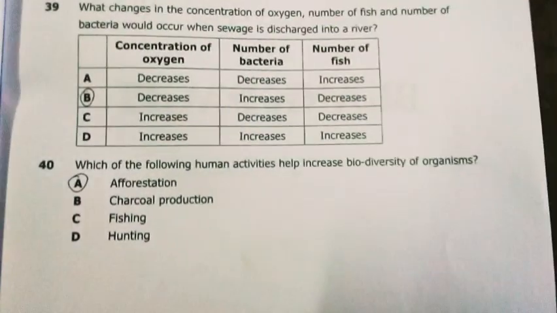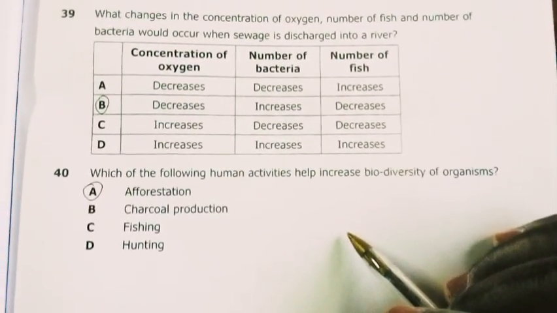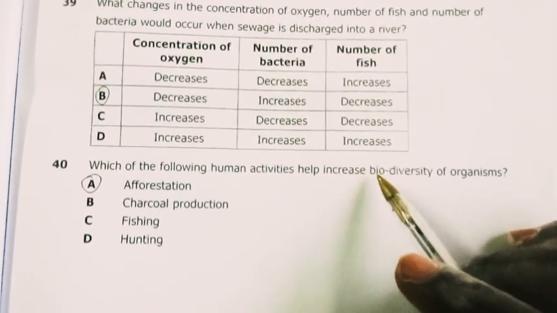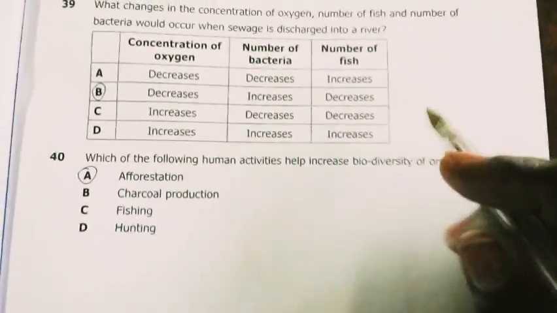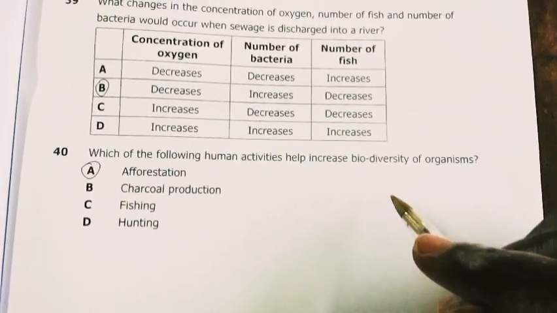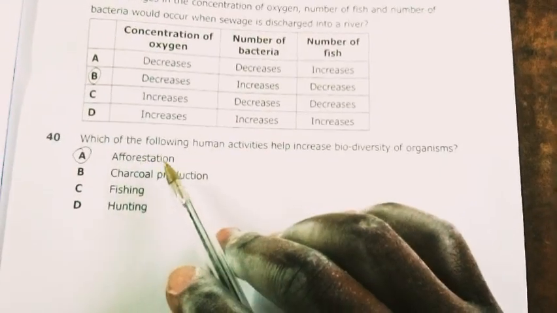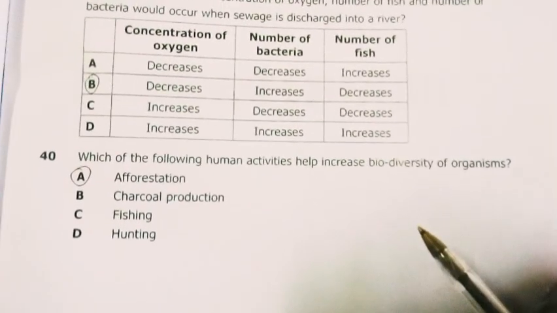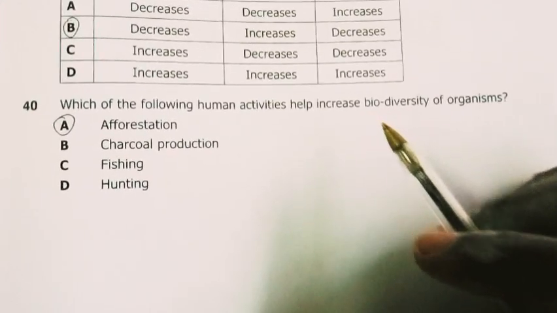The last question there is, which of the following human activities help increase biodiversity of organisms? You have to understand what biodiversity is. Biological diversity. In a rough way, biodiversity is a term that refers to the variety of living organisms, including plants, that are found in a specific area. So afforestation can actually increase biodiversity because it comes with a lot of benefits for many organisms, both small and huge. So I end here for this paper.